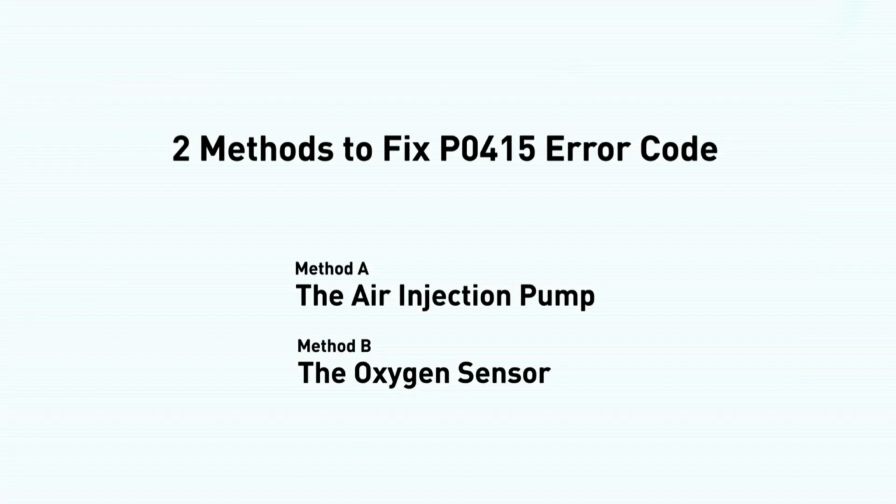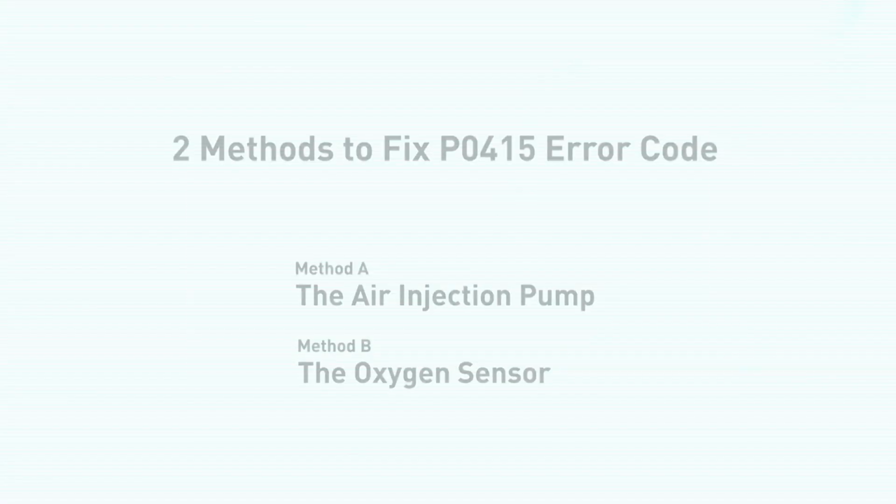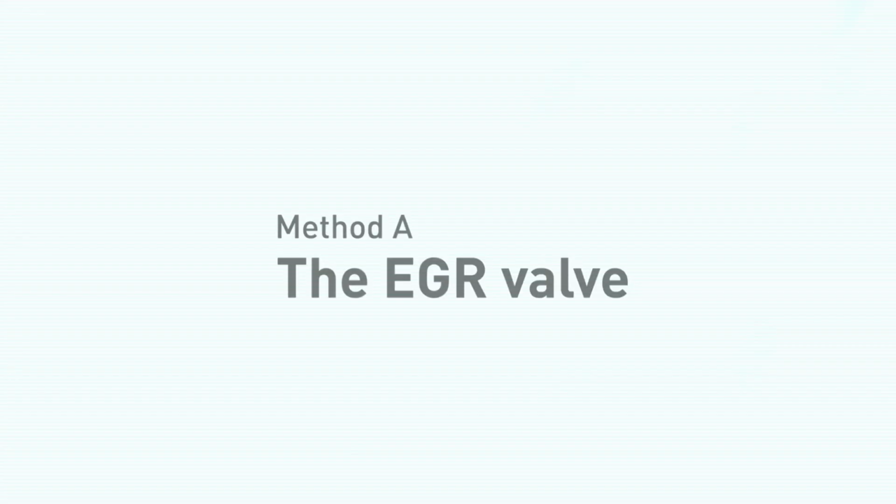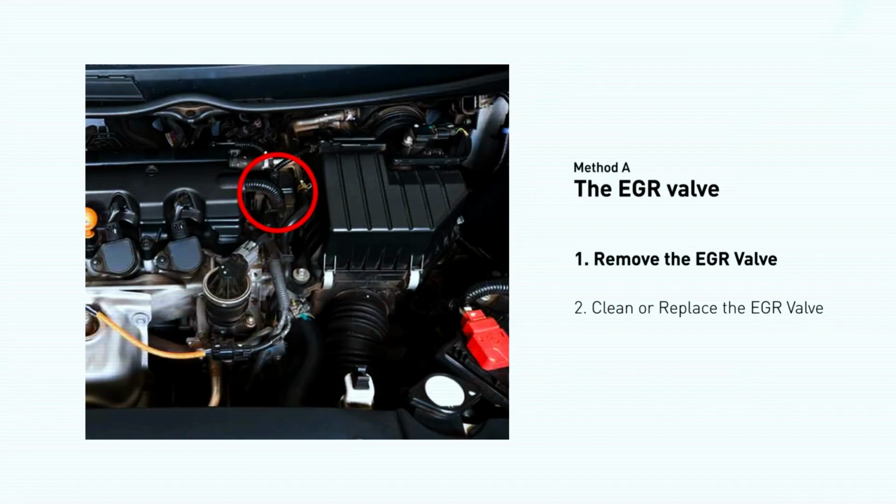Here are two simple DIY methods you can try to solve this problem. Method A, the EGR valve. Looking at the engine from the front, the EGR valve is located towards the rear of the engine, just to the right side of the center.